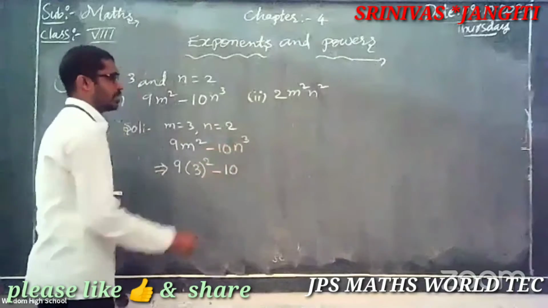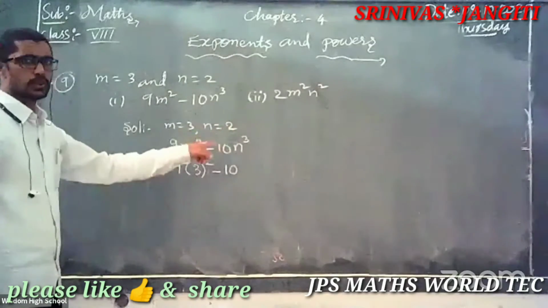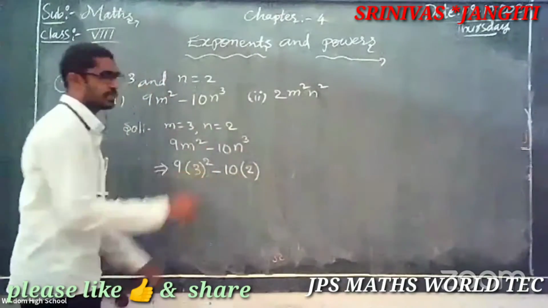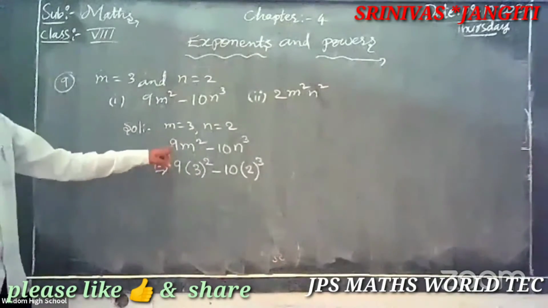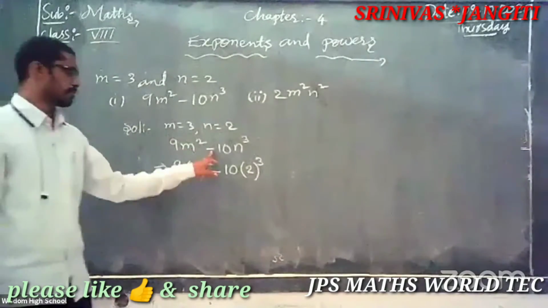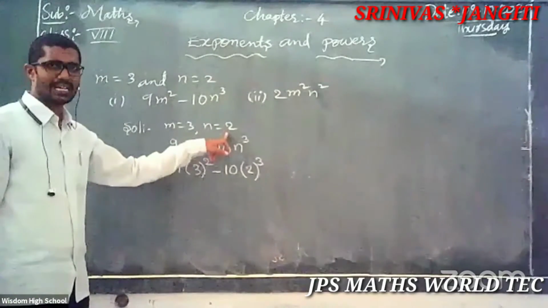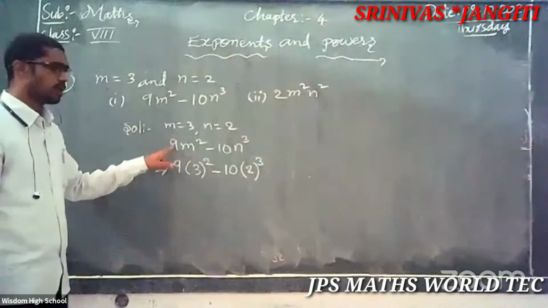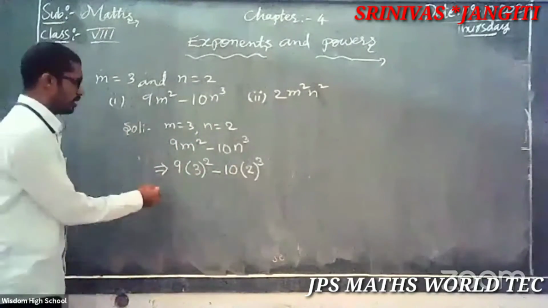Then after, what is the n value? Yes, very good student. n is equal to 2. Then substitute that 2 in place of n, and then the cube. So we have 9 times 3 squared minus 10 times 2 cubed. So simple. Where is the m? Replace with 3. Where is the n? Replace with 2.